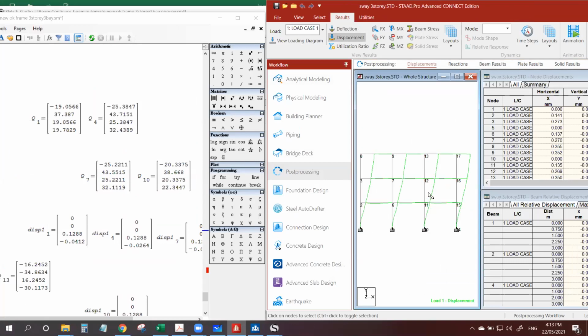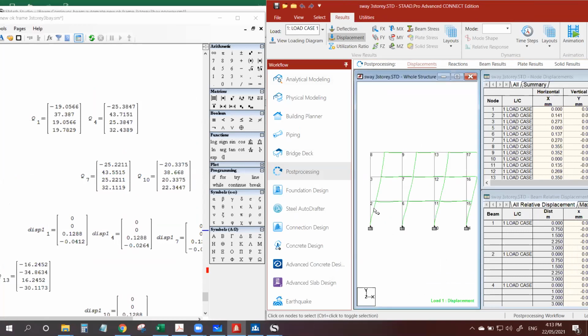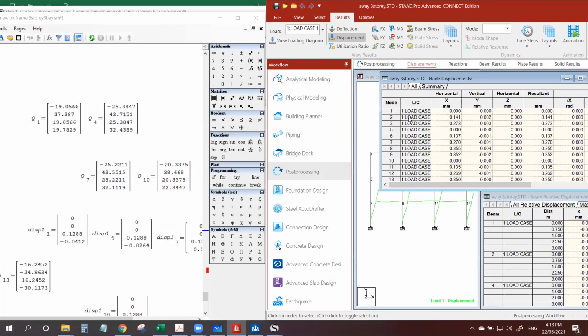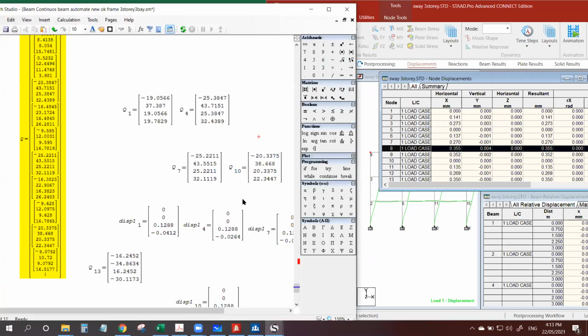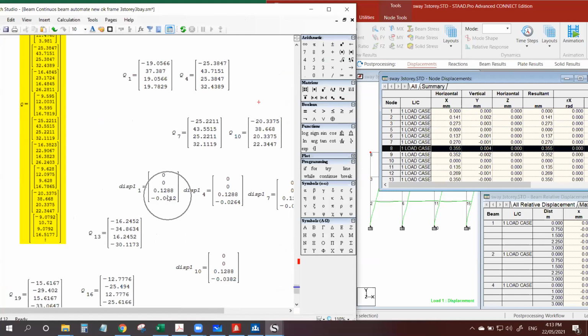So as you see, this is the lateral displacement. What's the displacement on 238? 141 lateral displacement. 273 and 355: 141, 273, 355. Let's see what displacement we got. I'm getting 0.128, so STAAD is getting 0.141.